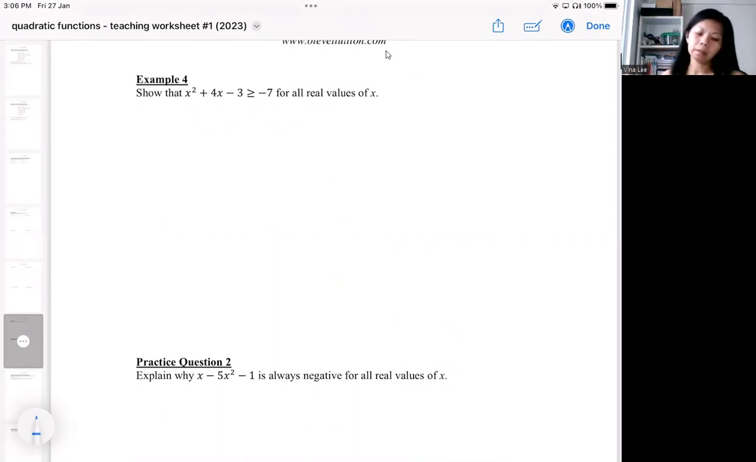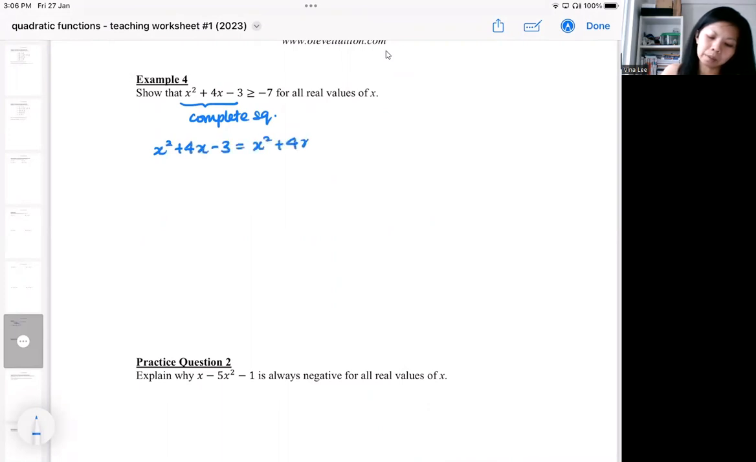Okay, so in this question, example 4, I'm supposed to show that the quadratic function is greater than or equal to -7. So, based on the quadratic function, I'm going to complete the square. Do your basic steps of completing the square. So you should be able to get something like this.